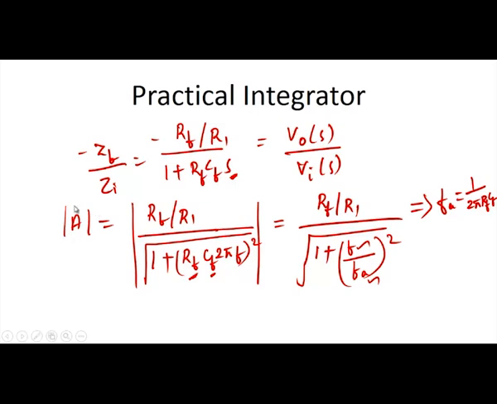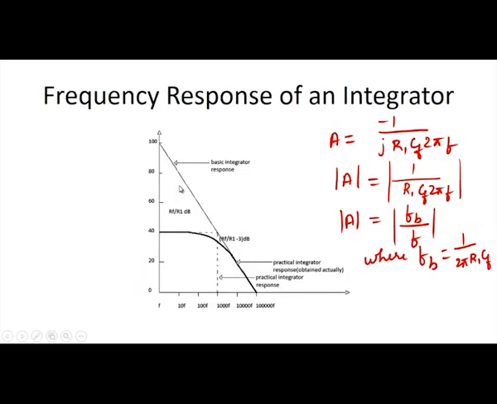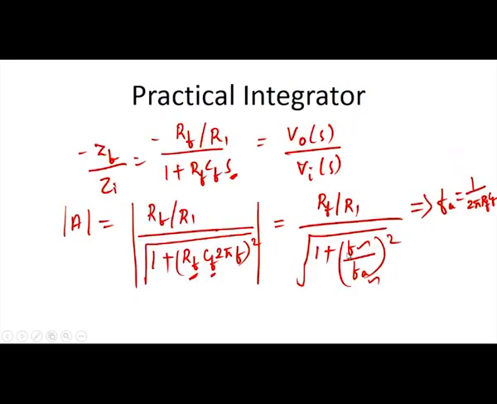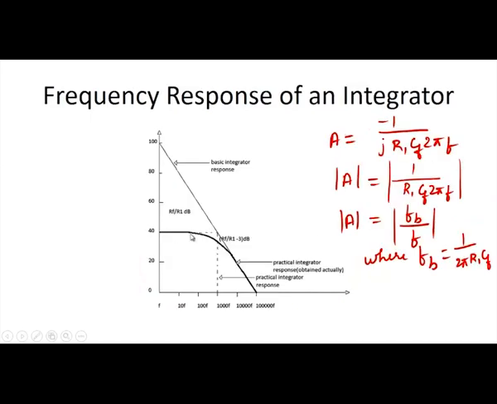Now, if you correlate the frequency of the input signal and the new frequency term FA, what happens to the gain of the practical integrator? For F less than FA, if you see the frequency response of the practical integrator, if F is equal to 0 and you substitute it in this equation, you will be getting only 1 in the denominator, and the modulus value of the gain of the practical integrator will be equal to RF by R1. The same is marked here.